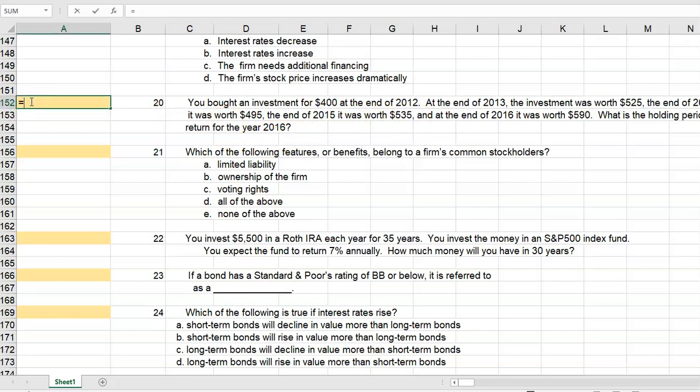It's equal to the ending amount. Let's see, 2016. At the end of 2016 it is worth 590, minus the beginning amount. At the end of 2015 it was worth 535. Subtract that and divide by the beginning, 535, and I should get 10.28%.